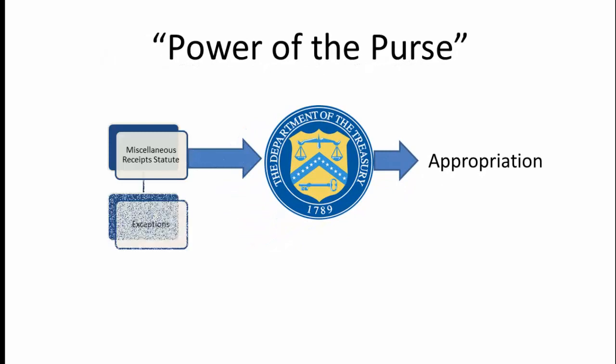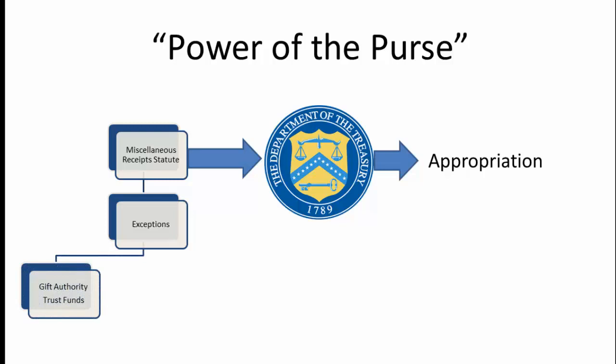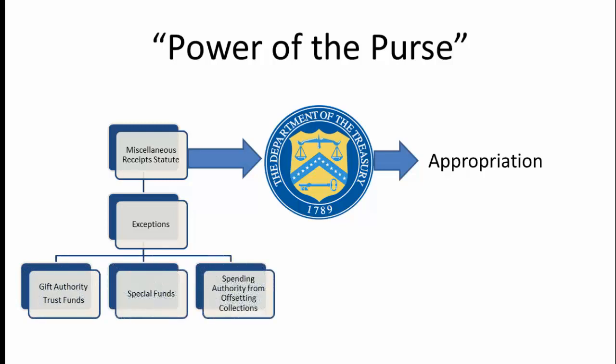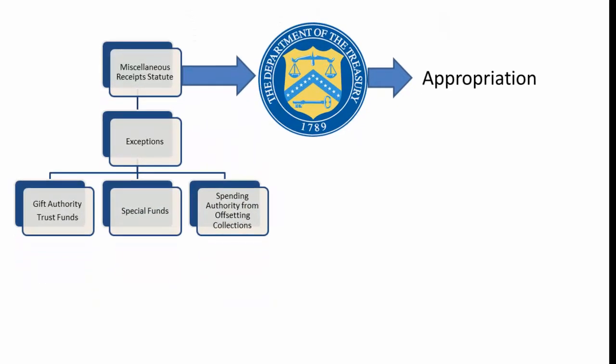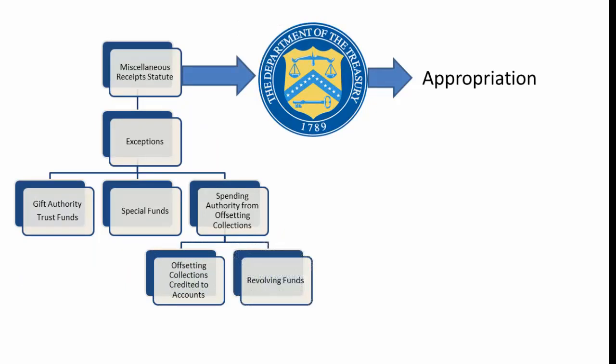There are certain exceptions that Congress has provided in statute to the requirement that all funds be deposited in the Treasury, thereby needing a subsequent appropriation to use them. These exceptions include gift funds, special funds, and spending authority from offsetting collections. Spending authority from offsetting collections can be divided into offsetting collections credited to accounts and revolving funds. Let's first take a look at a sampling of language that we might encounter for gift funds.